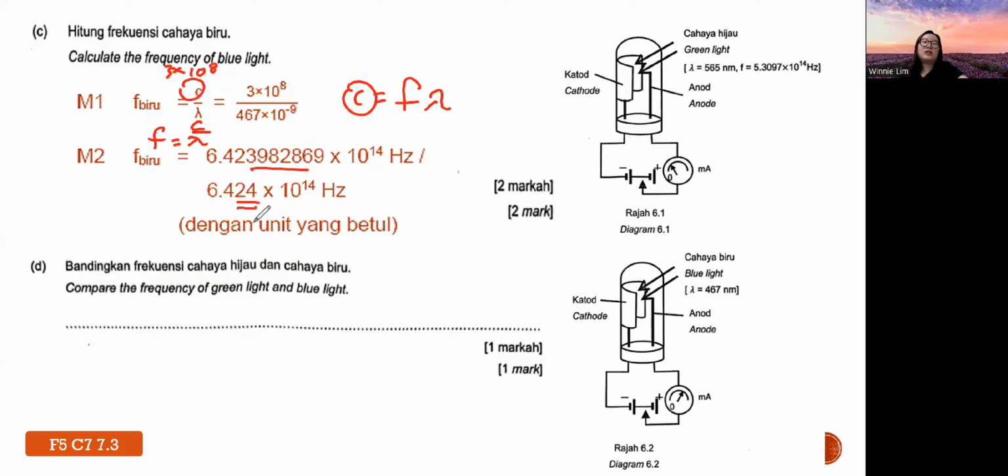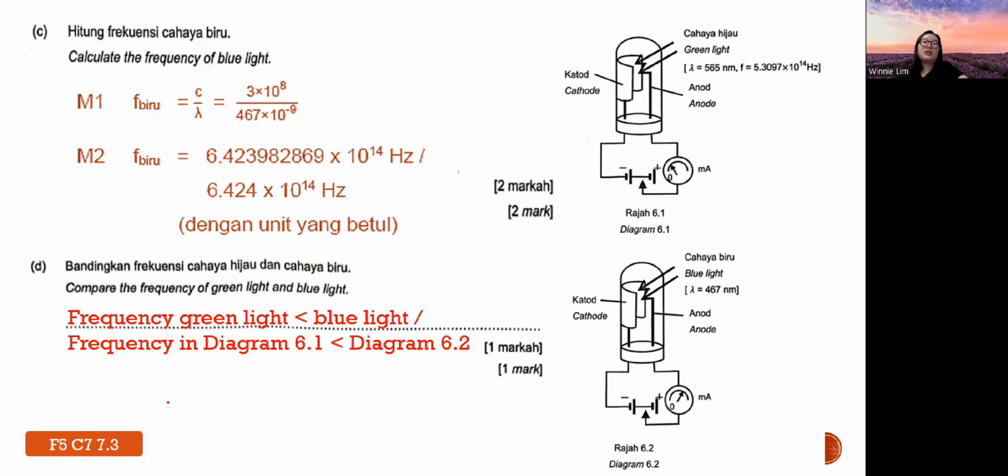Minimum 3 decimal places. So this value compared to this value, the blue light is higher frequency. So for your understanding, frequency and wavelength are inversely proportional. We go back to this equation again: F equals C over lambda. So when lambda increases, frequency decreases because the speed of light is constant.